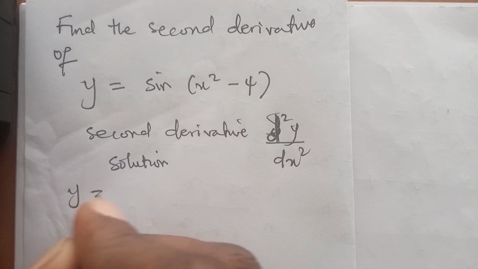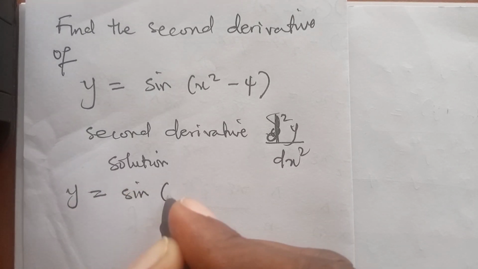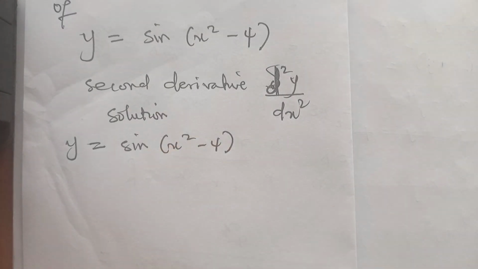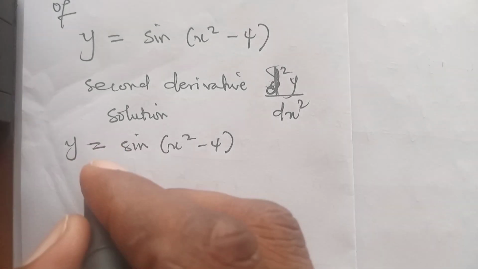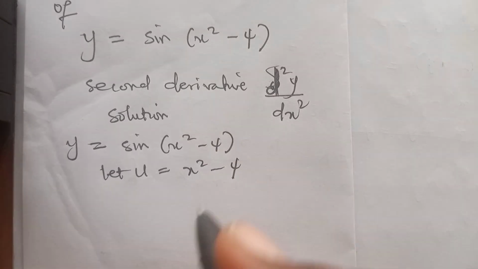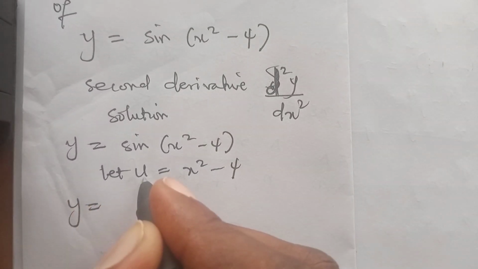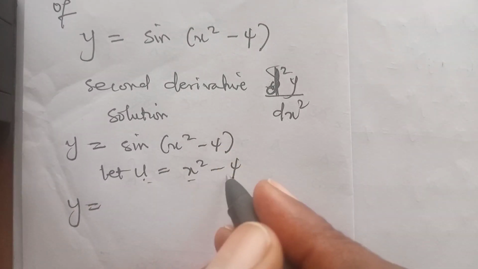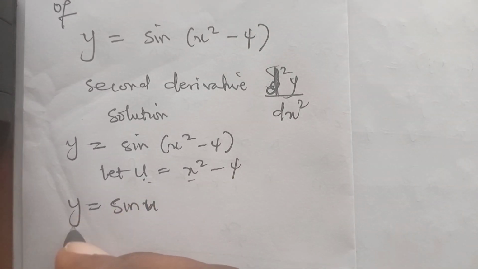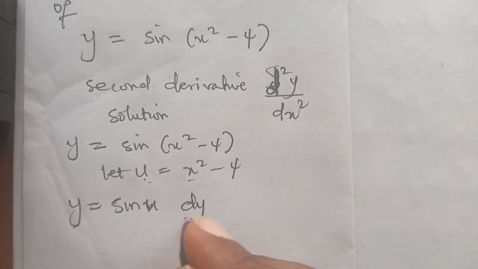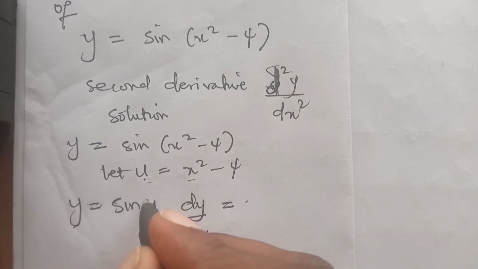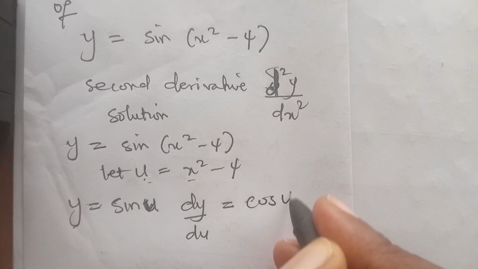So now y equals sine of x squared minus 4. So we use chain rule, just to simplify it. So we say let u equals x squared minus 4. So we now have y equals, we substitute the value of u, so we have y equals sine u. Now, we can differentiate y with respect to u. So dy du equals, the derivative of sine is cos, so this is cos u.